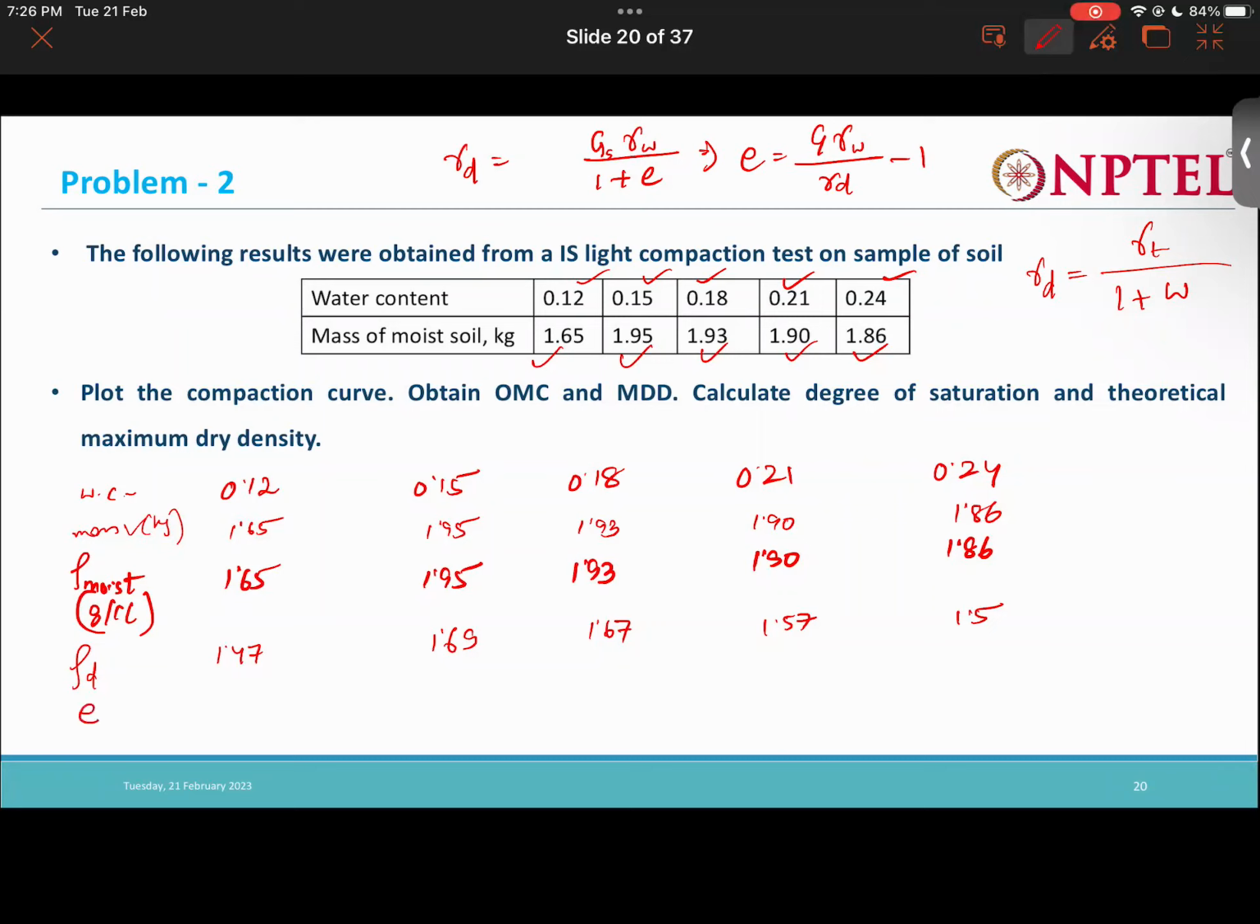So from here, we can determine the void ratios for all the cases because G we know. In the question, I forgot to give G. You can take G equal to 2.6. So G you know, gamma W you know, gamma d you know. So e you can calculate for everything. Please tell me what will be the void ratio for the first one.